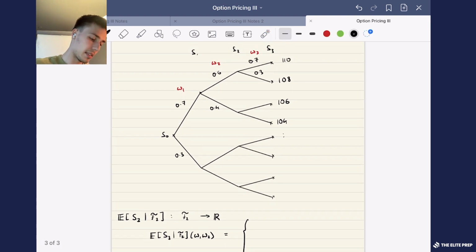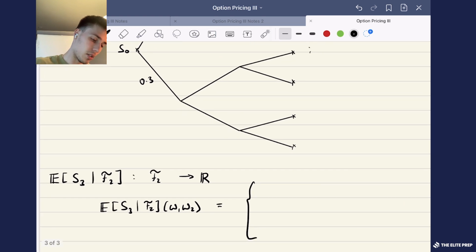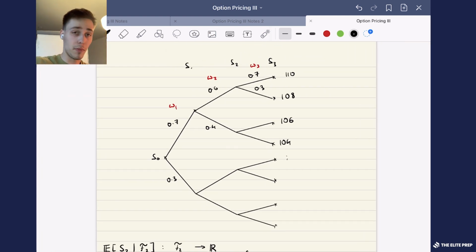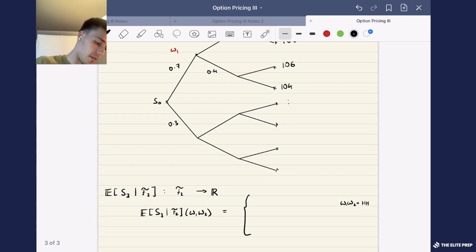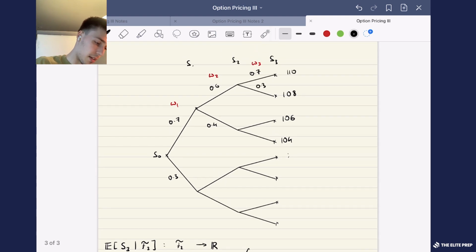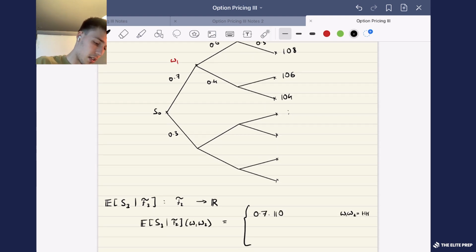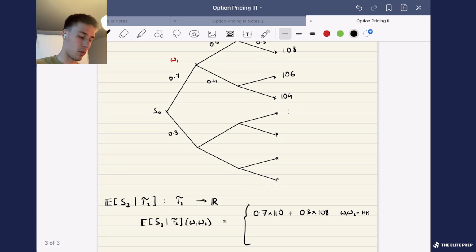But in the case that omega 1, omega 2 is equal to heads, heads, we have 0.7 probability for omega 3 being heads and 0.3 probability of it being tails. So we just have 0.7 times 110 plus 0.3 times 108. And we will continue in the same way for all of the other ones.